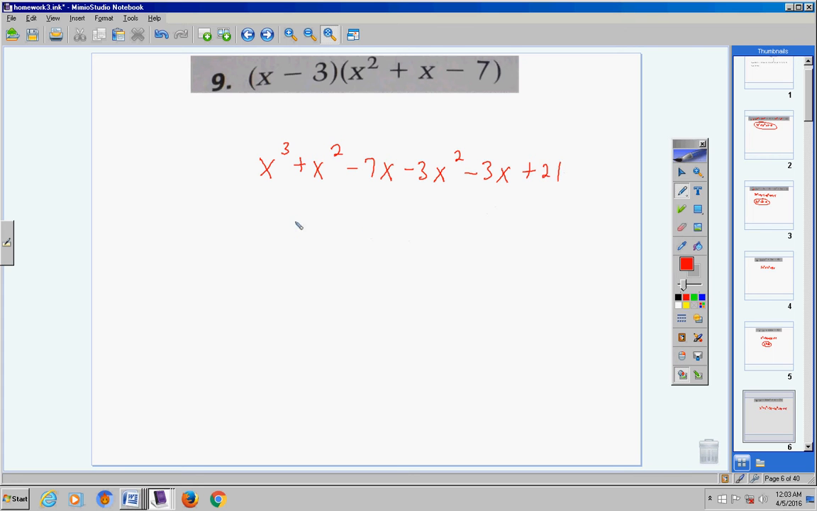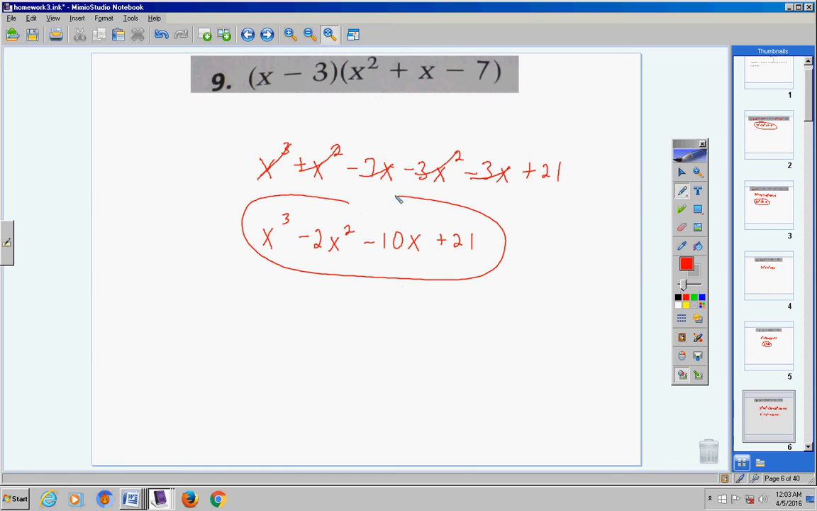Now let's combine like terms. I have 1x cubed. I have an x squared, positive 1, negative 3. That's a negative 2. Negative 7, negative 3 for your x is negative 10x. And then bring down your positive 21. And there we go. Alright, let's take a look at the answer key in the back of the book. And it looks like that is the correct answer.